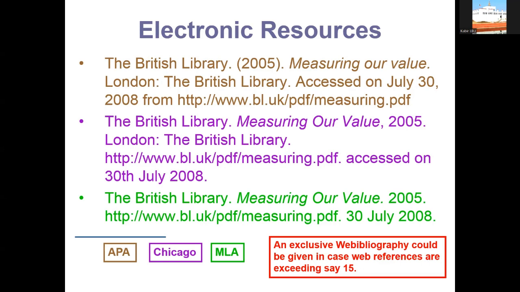So in putting the references, that website you have to put just below that reference, and when it was accessed, on 30th July 2008. Then the MLA system, the British Library, Measuring Our Value 2005, HTTP, then you give PDF, 30th July 2008. So this is the way of giving. So here in the Chicago and the MLA system, the dates are given at the end, but in the APA system, accessed on July 30th is given before the name of the website.